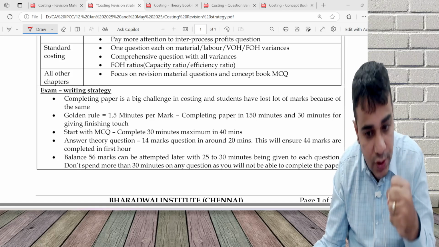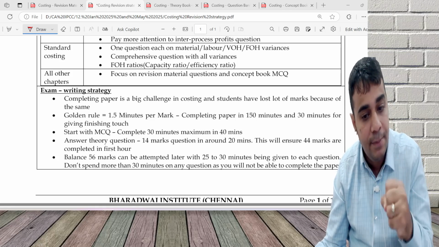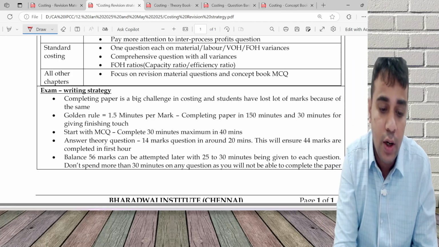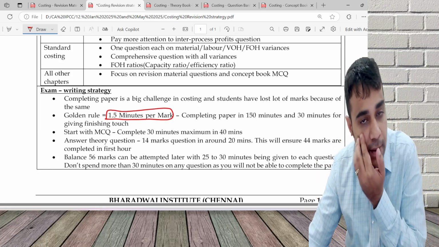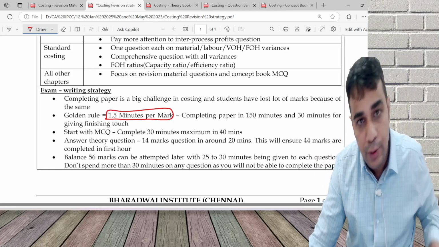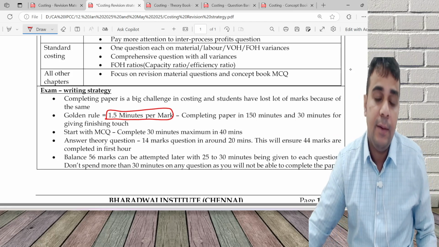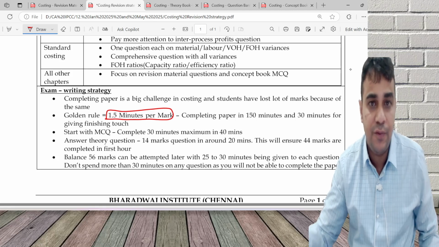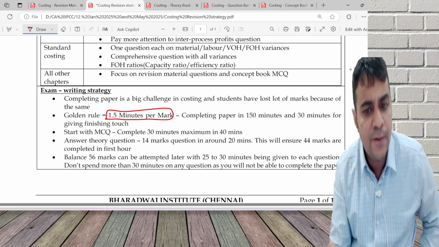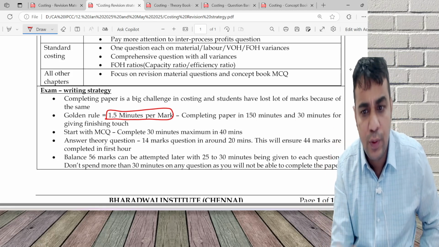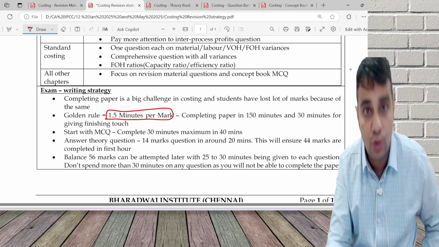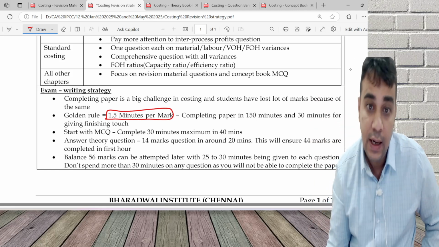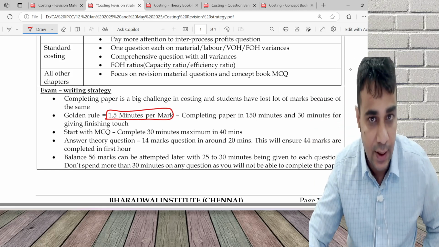In order to ensure that you're able to write it, one golden rule is 1.5 minutes per mark. This will ensure you complete your paper in 150 minutes, and 30 minutes is to look at the questions. If there is a 10-mark question, spend 15 minutes. If you feel you can complete it in another 2 to 3 minutes, take it. If you feel it will take time, put a pause and go to the next question. This is one strategy.